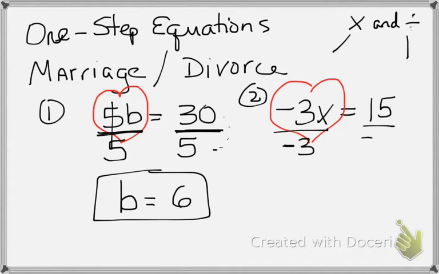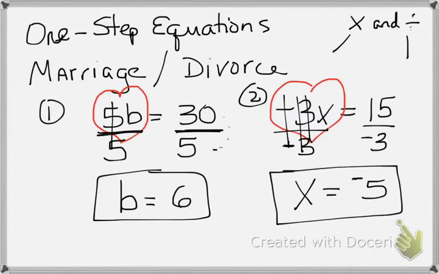We divide each side by negative 3. Now, bring down the x, because the negative 3's cancel out due to bikini pairing. And then over here is 15 divided by negative 3. Negative 5. Mind your signs. You should know a positive divided by a negative is a negative number.